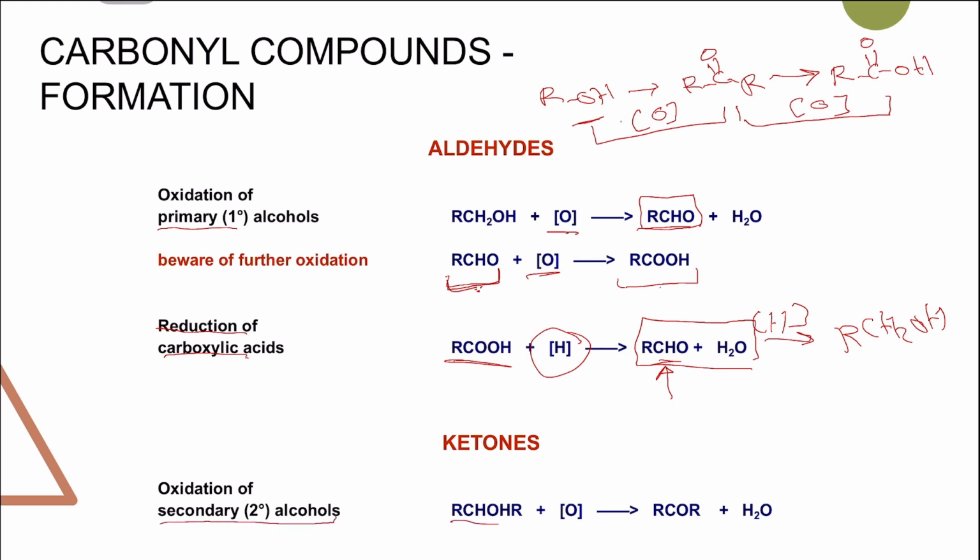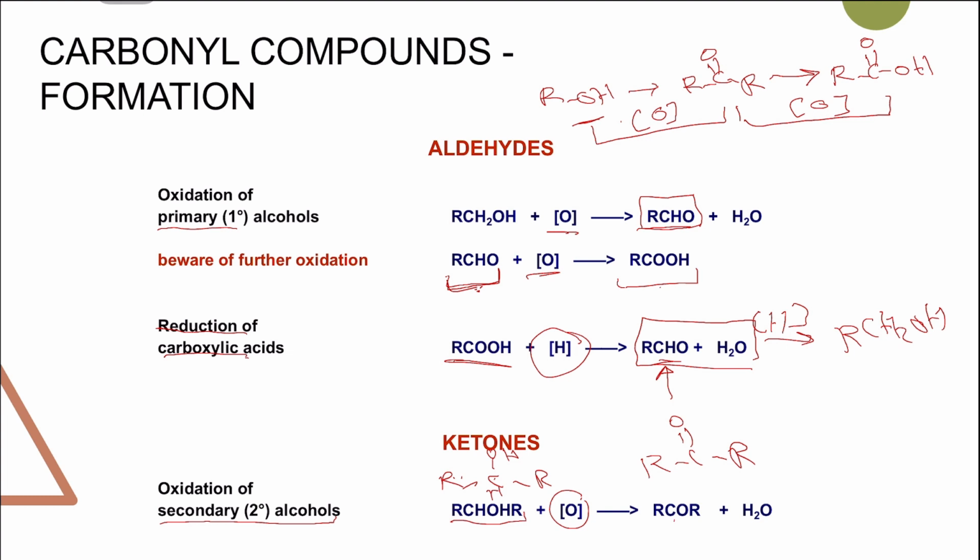For ketones, in order to form ketones, we need to do oxidation of secondary alcohol. So if we start off with a secondary alcohol, where the carbon that has the OH has two R groups, these are called secondary alcohols. If you start off with a secondary alcohol and you oxidize it, you're going to end up with a ketone.